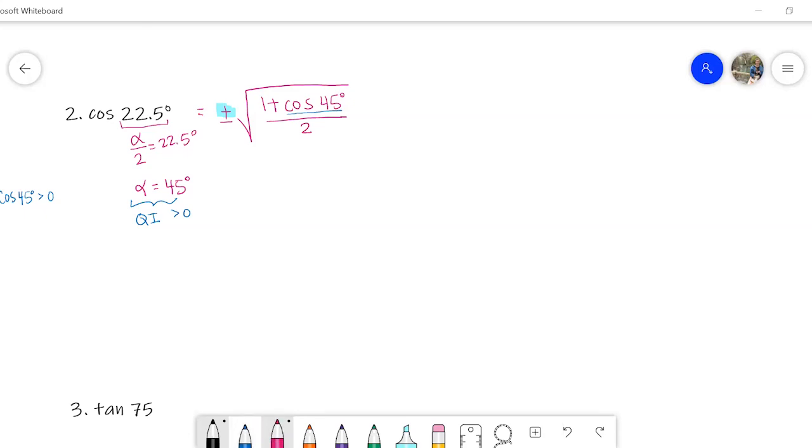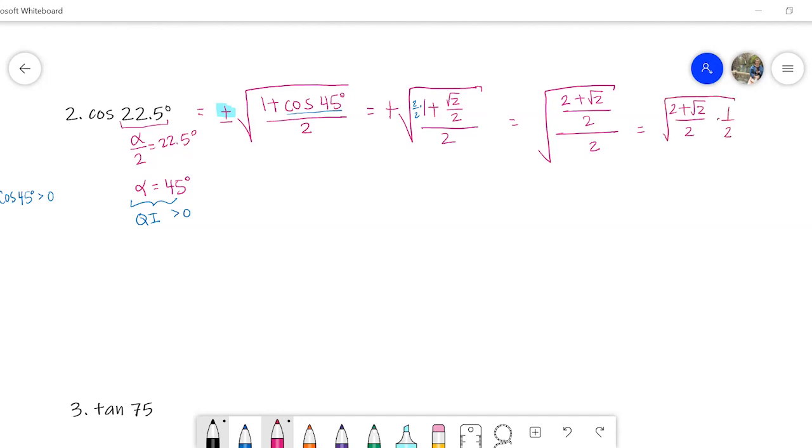So this gives us, again, you can put plus, you don't absolutely need it. 1 plus cosine of 45 degrees is root 2 over 2, over 2. So we saw this in the last question as well. You need a common denominator so that we can write this as 2 plus the square root of 2 over 2, over 2 in a square root. So this gives us 2 plus root 2 over 2 times a half in a square root, which gives us 2 plus root 2 over 4, which again, you go one more step to clean up. 2 plus root 2 square rooted, over 2.